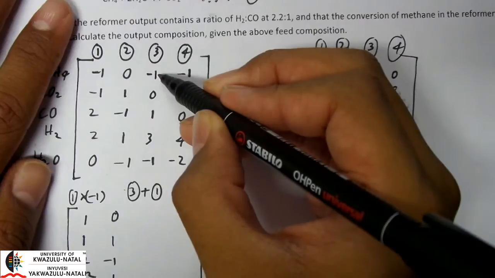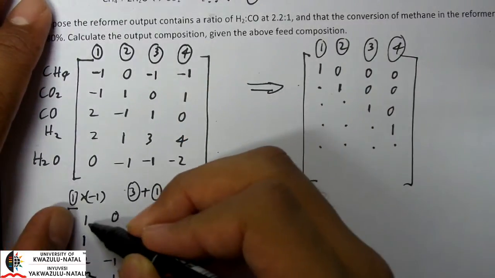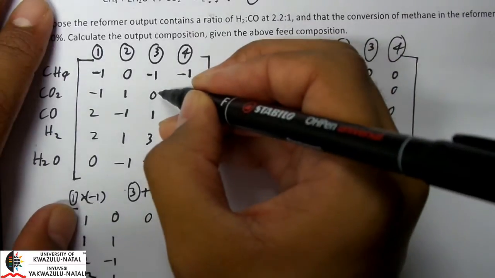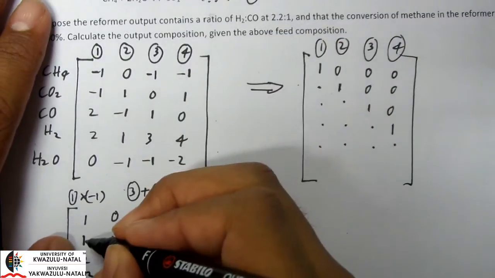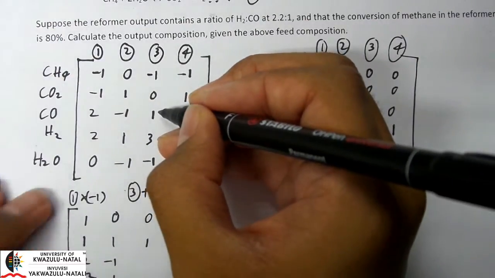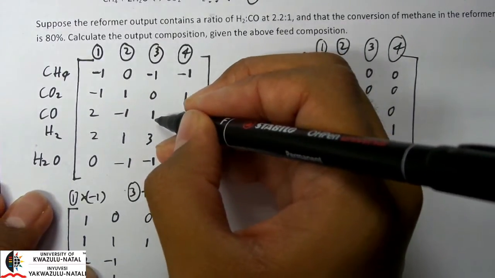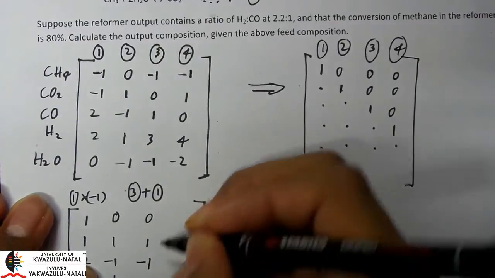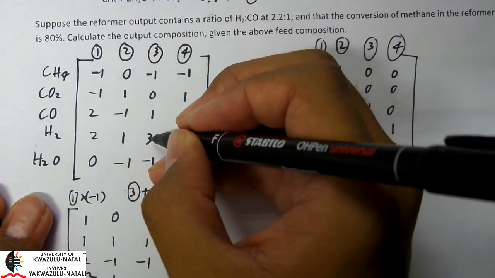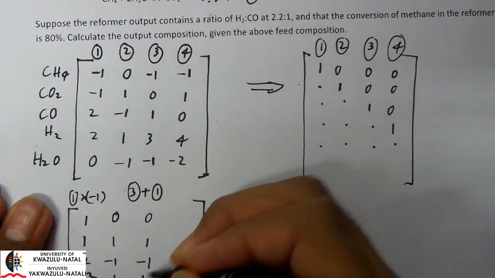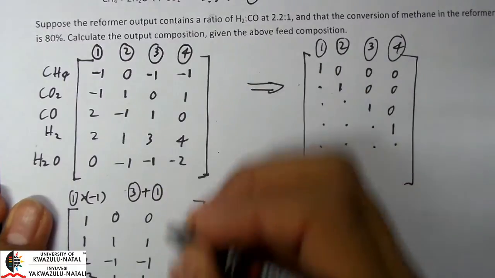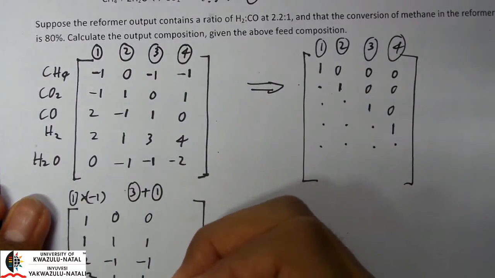So -1 plus 1, that will give me 0. 0 plus 1 will give me 1. 1 plus -2 will give me -1. 3 plus -2 will give me 1. And -1 plus 0 will give me -1.